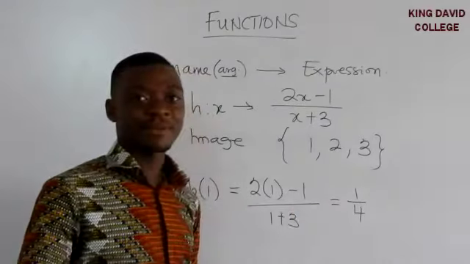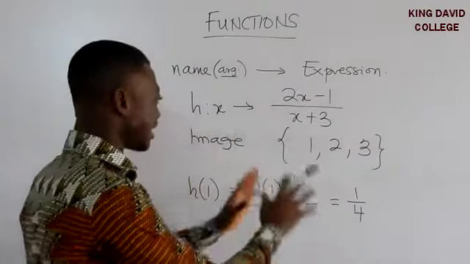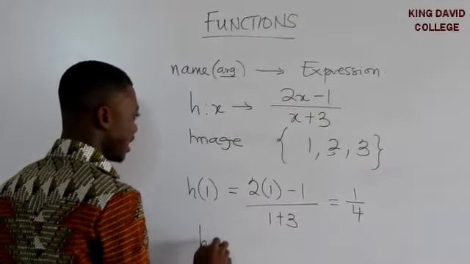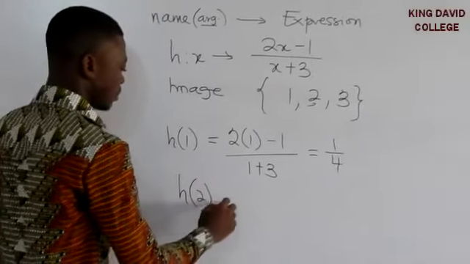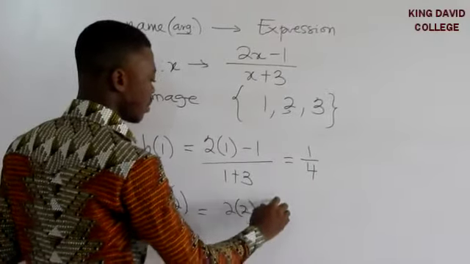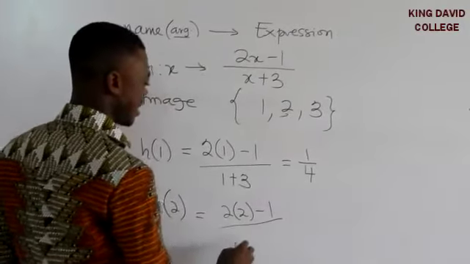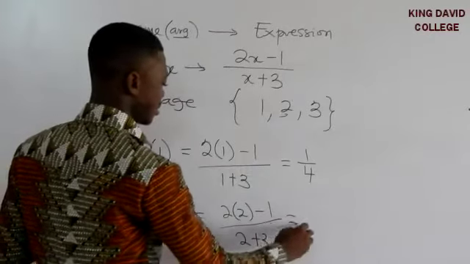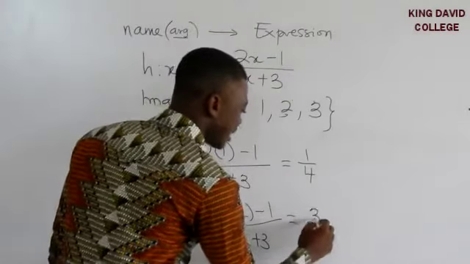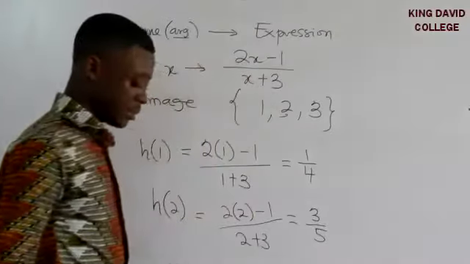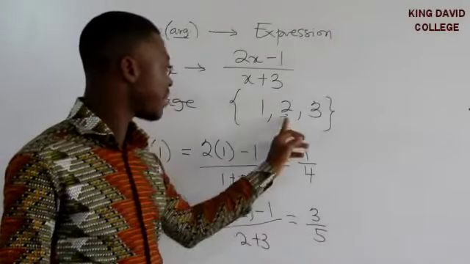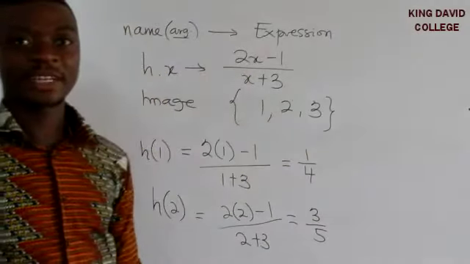Now let's go to the second member. It's the same thing as the previous lesson, just that you are doing it separately. So you have h of 2, and under the function you are going to get 2 multiplied by 2 minus 1, all over 2 plus 3. So it is 4 minus 1, and that's 3, so 3 divided by 5. And that is the image of the second member, 2, under the function.